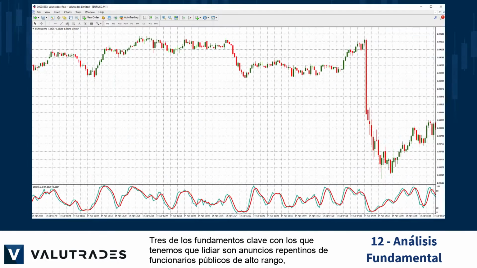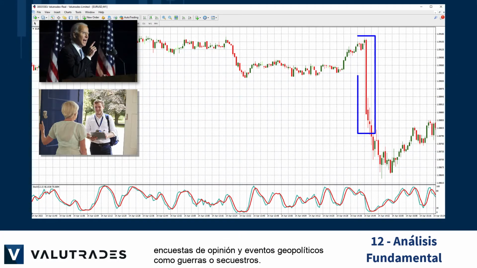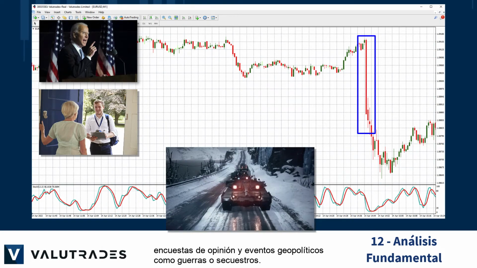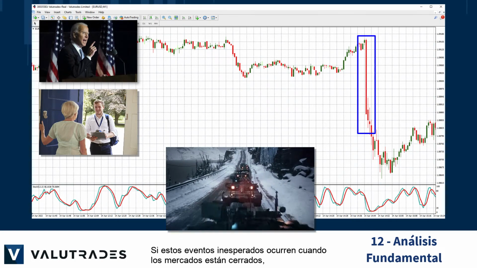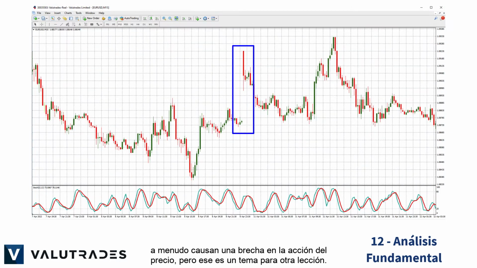Three of the key fundamentals that we have to deal with are sudden announcements by high-ranking public officials, opinion polls, and geopolitical events like wars or hijackings. If these unexpected events occur when markets are closed, they often cause a gap in price action, but that is a topic for another lesson.